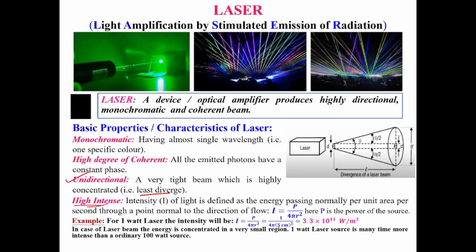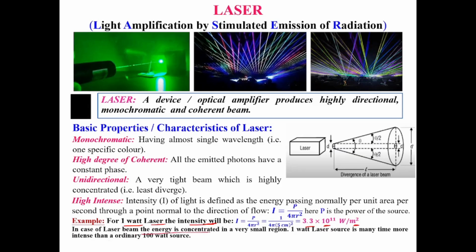High intensity. Mathematically, intensity means power per unit area, where P is the power of the source. It defines the intensity of light. Intensity of light is defined as the energy passing normally per unit area per second through a point normal to the direction of flow; energy per unit time is nothing but power. For example, if I consider a 1 watt laser, the intensity will be 3.3 × 10^11 watt per meter square.